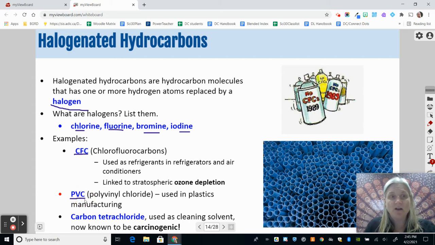PVCs, this is another example of a halogenated hydrocarbon. So these are polyvinyl chlorides. These obviously have chlorine in them, but they're used in plastic manufacturing. And then we have carbon tetrachloride. This is a cleaning solvent. You may have heard of it, and it's a very well-known carcinogen, so cancer causing too.